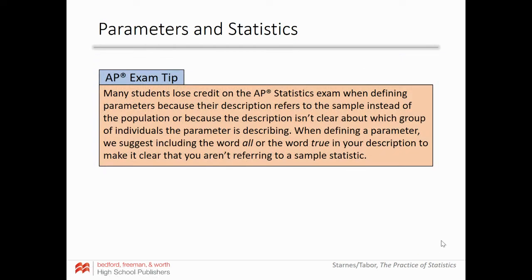Many students do lose credit on the AP Statistics exam when defining parameters because their description refers to the sample instead of the population, or because the description isn't clear about which group of individuals the parameter is describing. When defining a parameter, we suggest including the word all or the word true in your description to make it clear you aren't referring to the sample statistic.